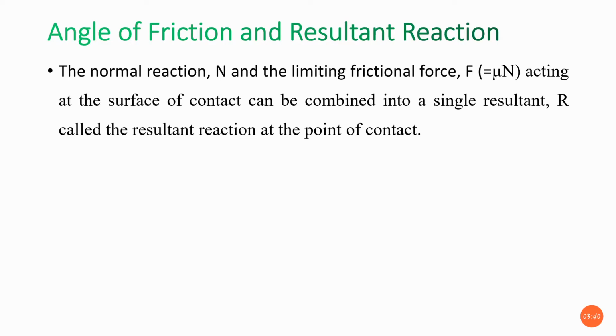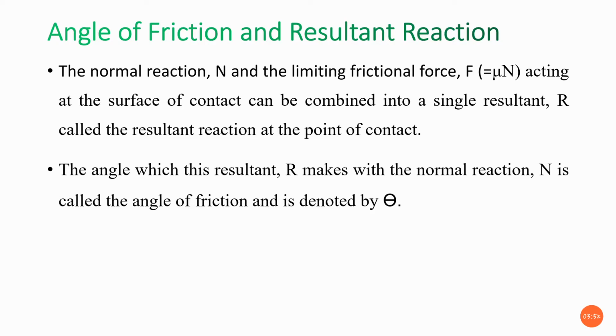So in this case, two forces act at the contact point: the normal reaction and the frictional force. I am going to replace them with R. The angle which this resultant makes with the normal reaction is called the angle of friction. As we know, the normal reaction and the frictional force are tangential to each other, meaning they are perpendicular to each other. The resultant reaction passes between these two, inclined to the frictional force as well as to the normal reaction.